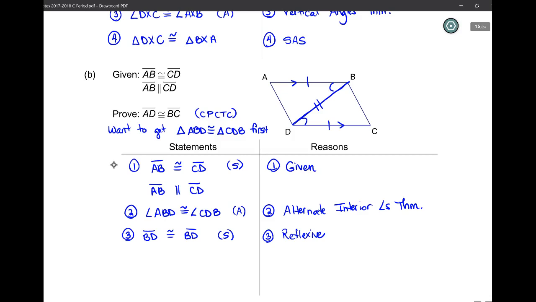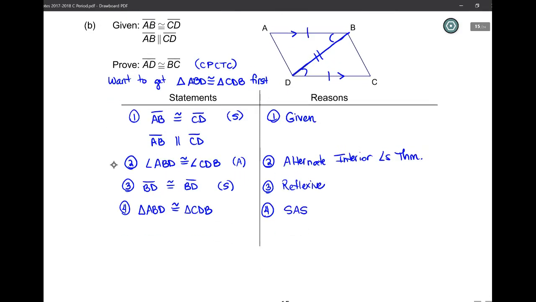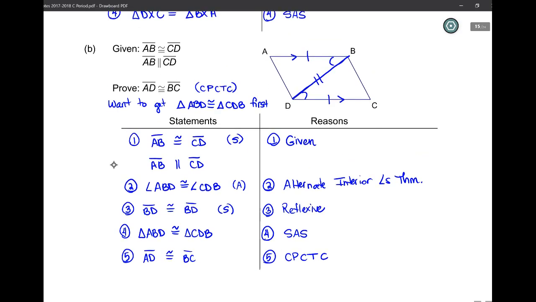So again, if we look at our 3 congruent statements, we do have side angle side. So I'm going to write in here, triangle ABD is congruent to triangle CDB, and my reason is side angle side. And now, once we have that, any of their other corresponding parts, so AD has to be congruent to BC. So statement 5, AD congruent to BC, and this is CPCTC.